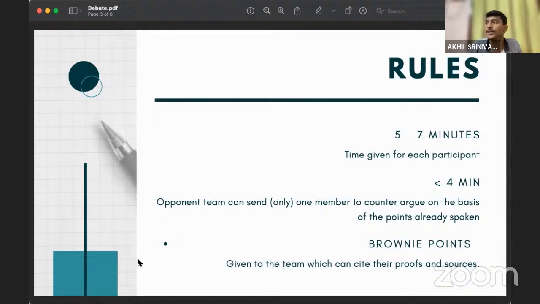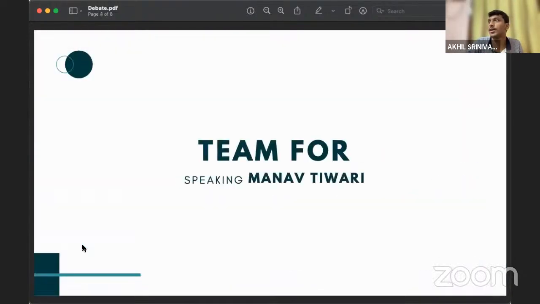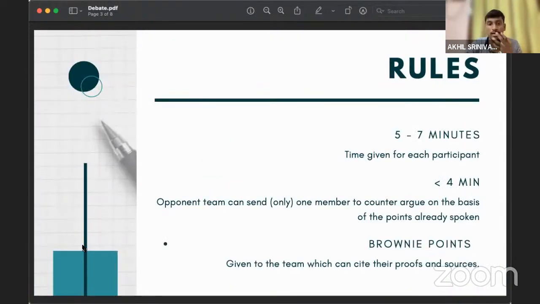Brownie points are given to the team which can cite their proofs and sources. The moderator has the authority to stop the speaker whenever he feels the content is inappropriate and not relevant to the topic. So I would like to call upon Amog sir to take over the session and introduce the topic to the speakers.